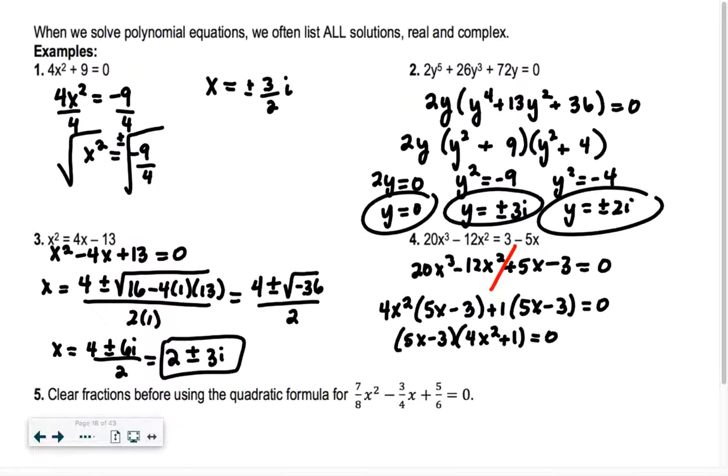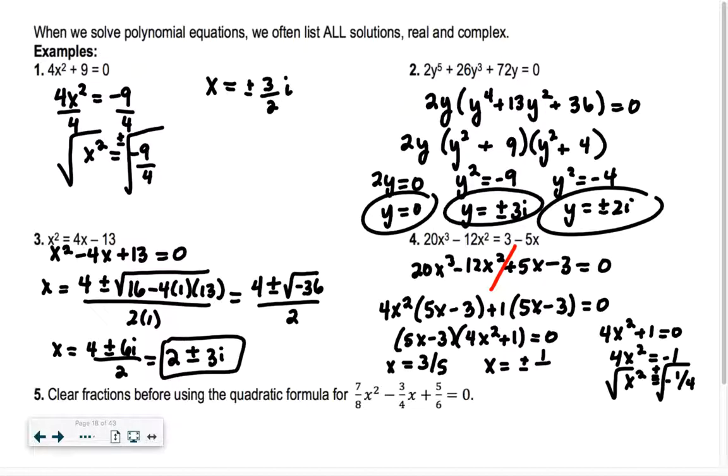So now I set each one equal to 0. So the first one gives me 3 over 5, because I would add the 3 over, divide by 5. The second one's a little bit harder, so if you need to go off to the side and say 4x plus 1 equals 0, so that means 4x squared equals negative 1. So x squared equals negative 1/4. And then we take the square root of both the top and the bottom, right? And plus or minus. So we end up getting x equals plus or minus, what do we get? 1/2 i, exactly. So 1 on top, 2 on the bottom, and then i from the square root of the negative. So those are our 3 answers.